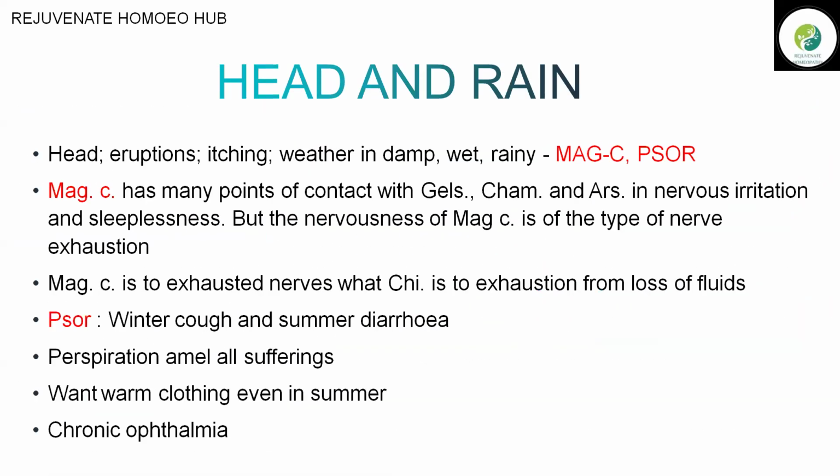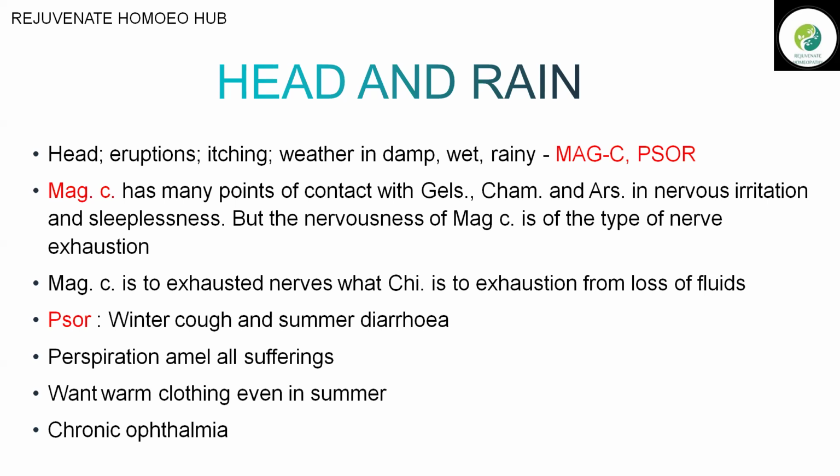So here end some mind rubrics. Now we will go into the pathological rubrics with rainy, damp weather aggravations. Coming to the head chapter. Head eruptions, itching, whether in damp, wet, rainy. Due to this damp, wet, rainy weather, the patient complains of head eruptions with a lot of itching. The two remedies that come to your rescue are Mag carb and Sarsaparilla.